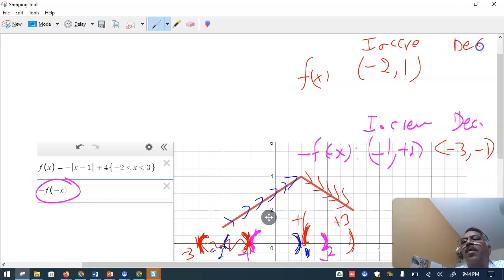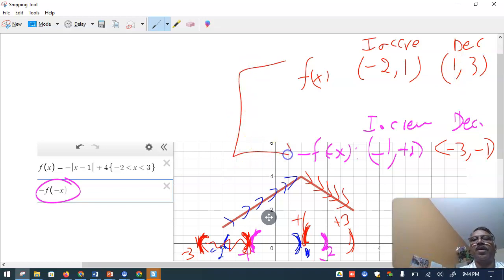And the decreasing was from 1 to 3. And what change do you see from this to here? Is that this minus 2 and plus 1, now this is what you swap, okay, the endpoints, that is minus 2 to 1. So 2, 1 becomes 1 and 2.